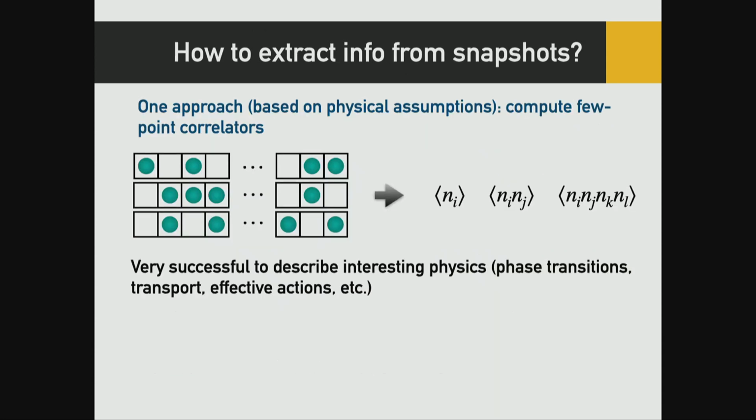So that brings us to the question of what's the best way in which we can extract information out of these many-body wave function snapshots. Of course, perhaps the first thing that one could try is to do what we already know how to do. That is, for example, extracting few-point correlators, like a local density, a 2-point correlation function, and so on. This approach is based on physical assumptions, and it works very well to describe very interesting physics in many situations, and there are plenty of experimental works where such an approach has been carried out.